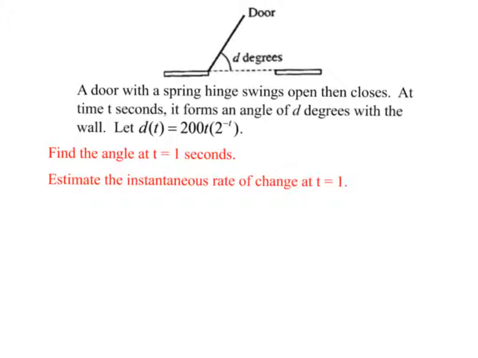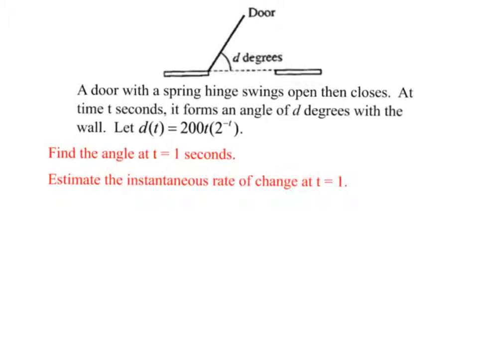Now in this case, I haven't given you a graph or a table. Instead, I've given you an equation. It says a door with a spring hinge swings open then closes. At time t seconds, it forms an angle of d degrees with the wall. Let d of t be that equation right there.